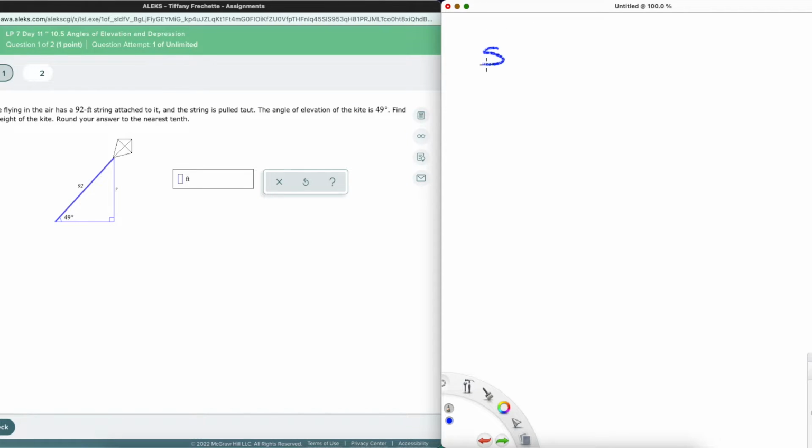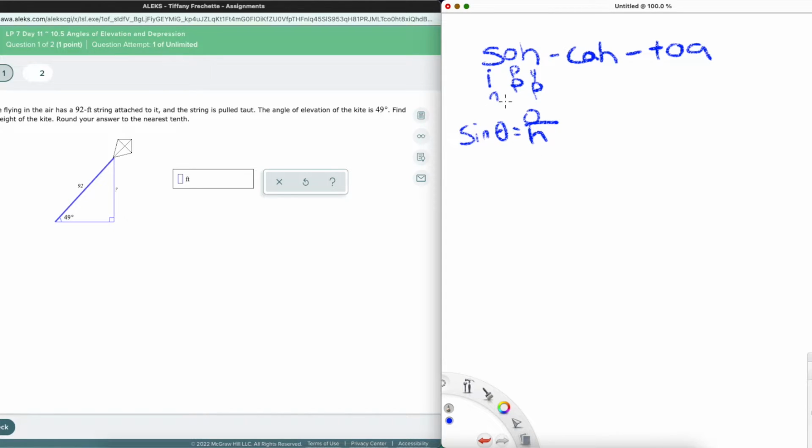So it's S-O-H, C-A-H, T-O-A, as long as you're spelling it right. So SOH CAH TOA. This means sine, opposite, hypotenuse. So it's just a way for us to remember that sine of an angle, and this is just the symbol for theta for the angle, equals the opposite over the hypotenuse, like that.